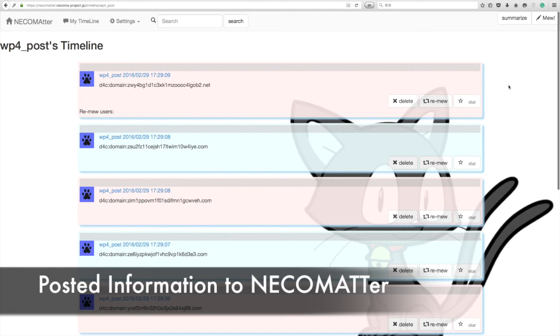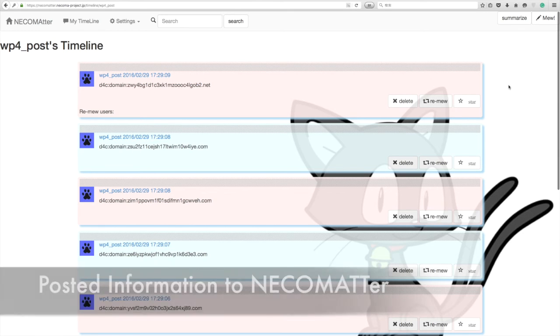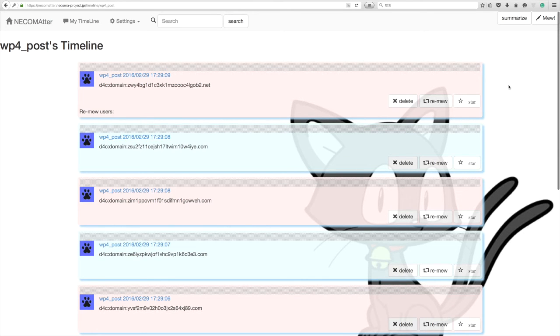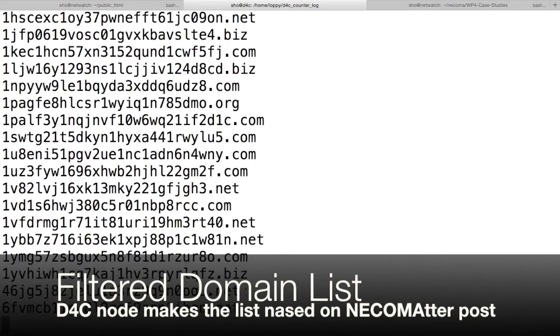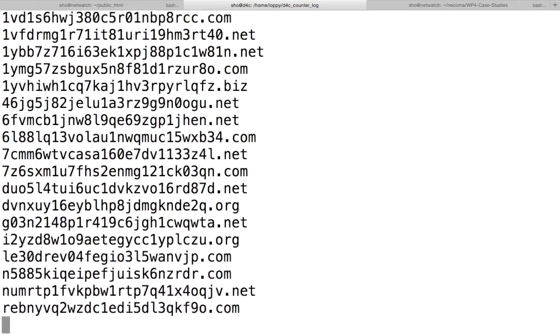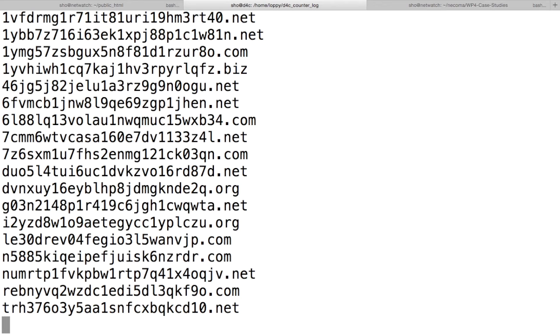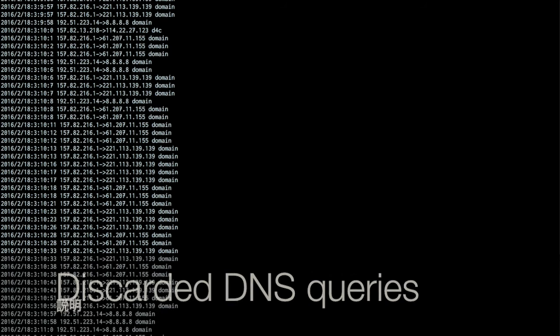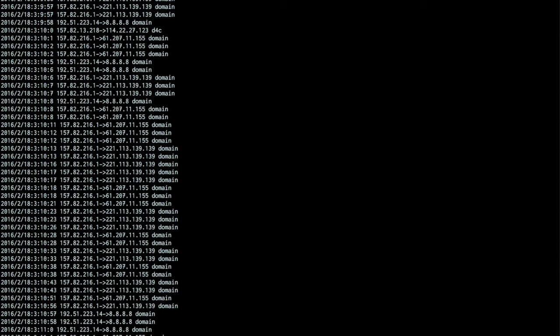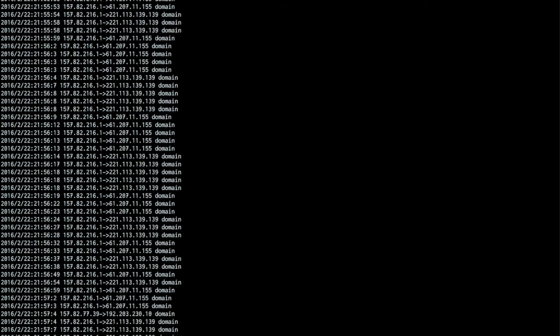From this point, we will discuss the results of our demonstration. The analysis module periodically posts detected malicious domain names on Necomatter. The mitigation module receives malicious domain names from Necomatter, and the module applies filters to block these domain names. This bar chart shows filtered DNS queries. Our mitigation module successfully filtered out these malicious DNS queries from the network.